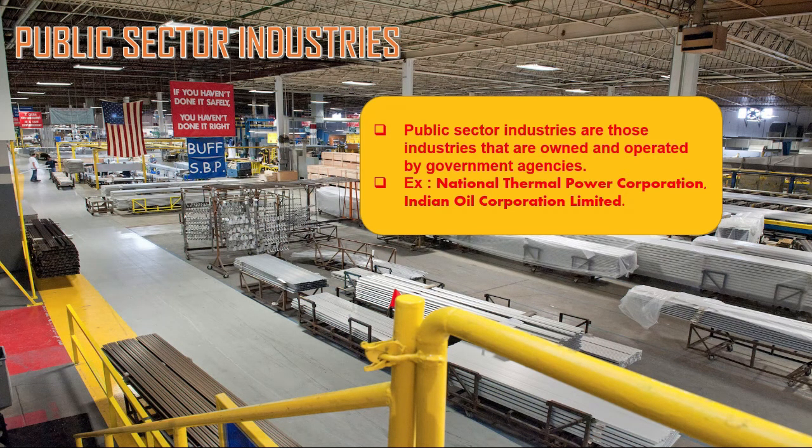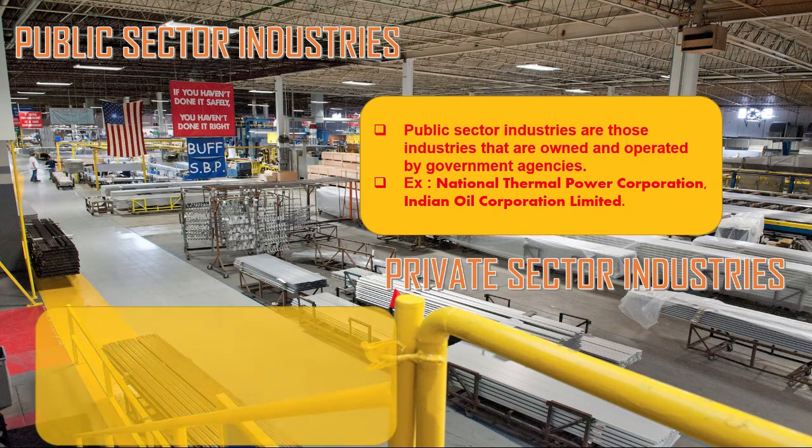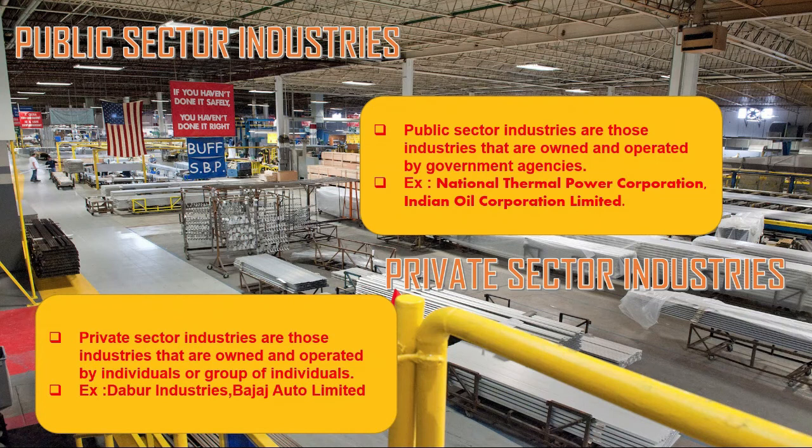Next are private sector industries. What are private sector industries? Private sector industries are those industries that are owned and operated by individuals or a group of individuals. Here, the main aim is to earn more and more profit. Generating employment opportunities is not the main aim of the private sector industries. Examples of the private sector industries are Dabur Industries, Bajaj Auto Limited, etc.